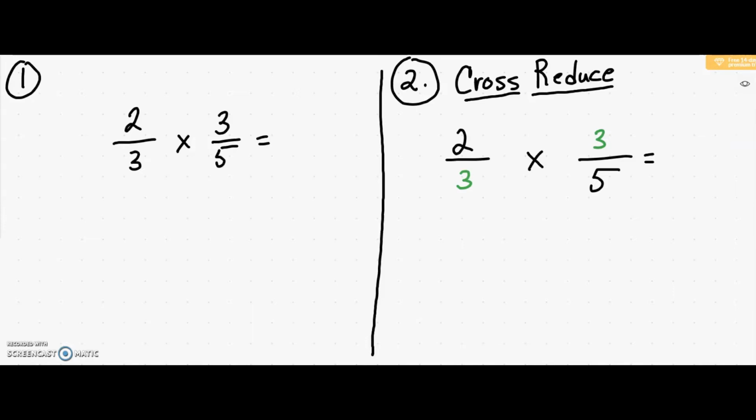I want to start by saying I'm going to show you two ways to do the same problem. Okay, the first way: everything you learned for adding and subtracting fractions goes right out the window, because when we're multiplying them, it's a whole new ball game. It's real simple.